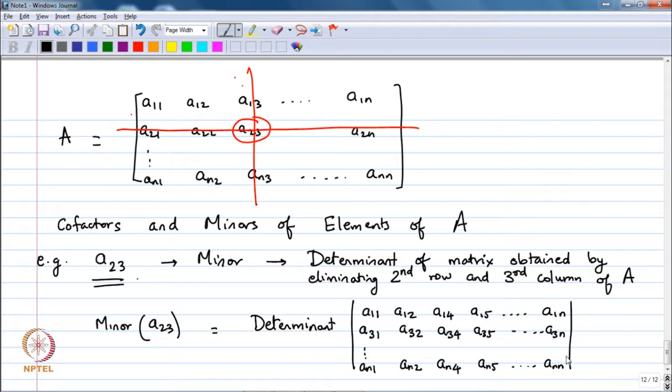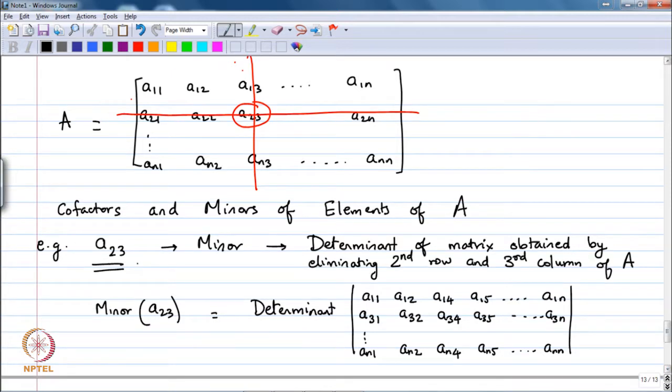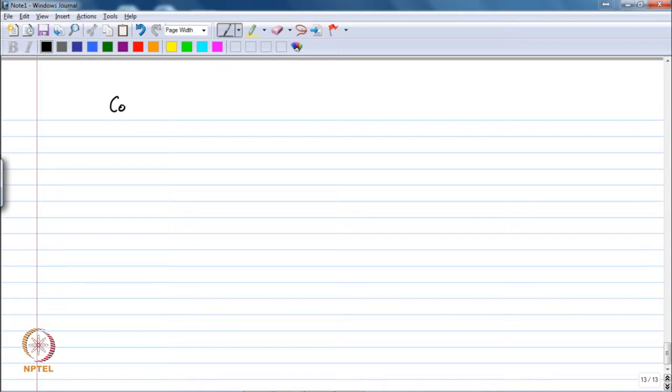Similarly, we have the minor determined for each element defined in this way. Now, there is something called a cofactor. The cofactor of an element Aij, where Aij is the element of A, is nothing but minus 1 raised to i plus j times the minor of Aij. So you take the minor and multiply it by plus or minus 1 depending on whether i plus j is odd or even. This is the cofactor of A.